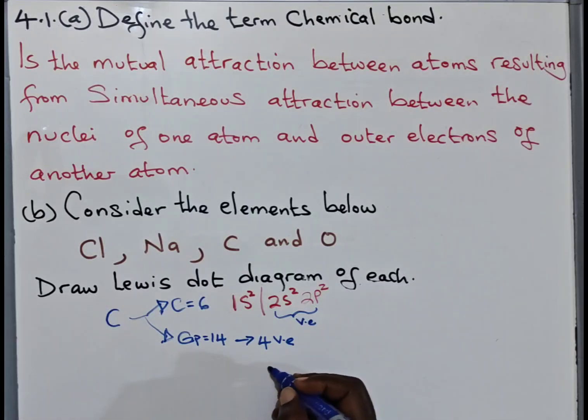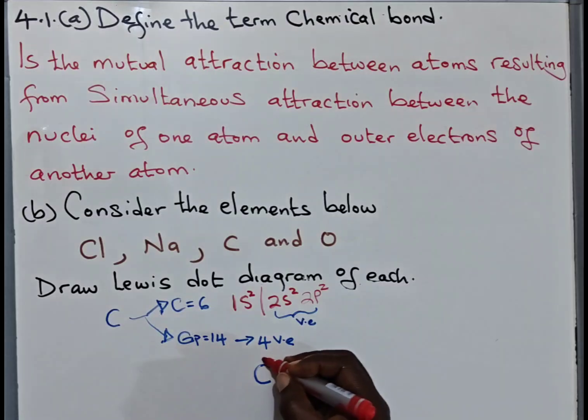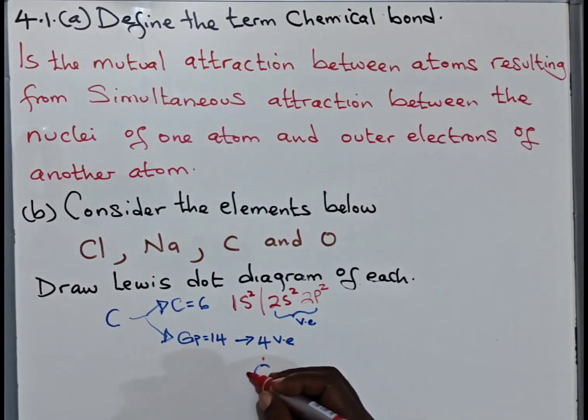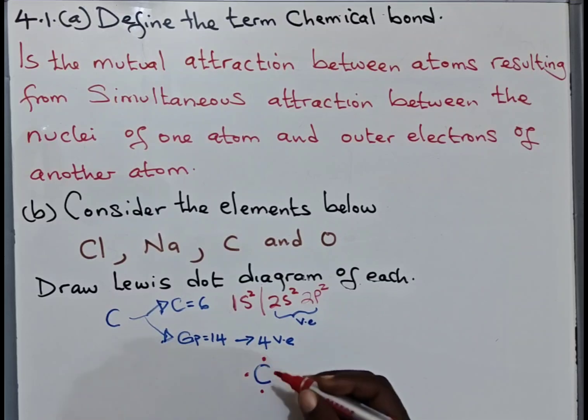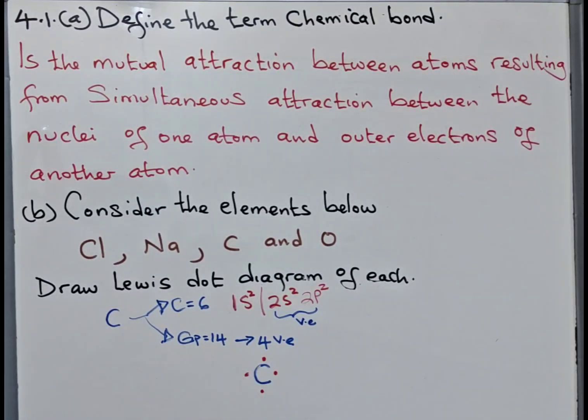So you have your carbon, and then you distribute the valence electrons around it. We have one corner taking up that, another one here, another one here, another one here. That is it. So what we have here is the Lewis dot diagram of carbon.